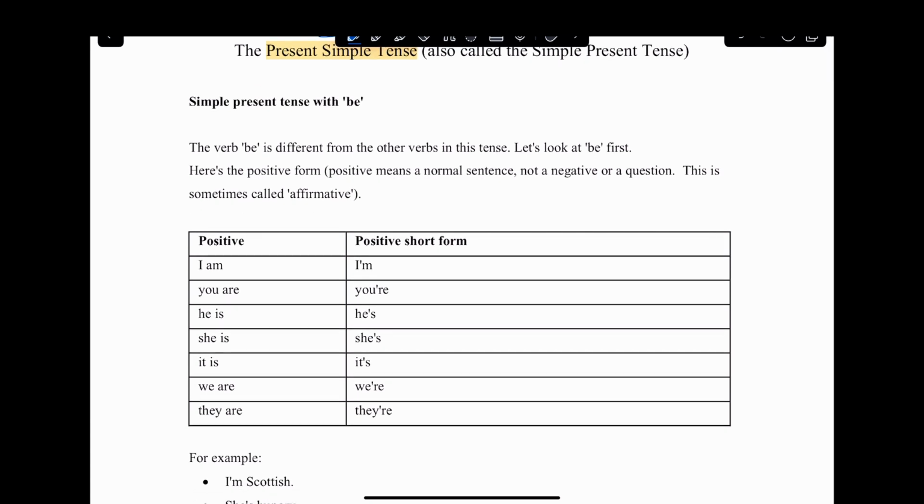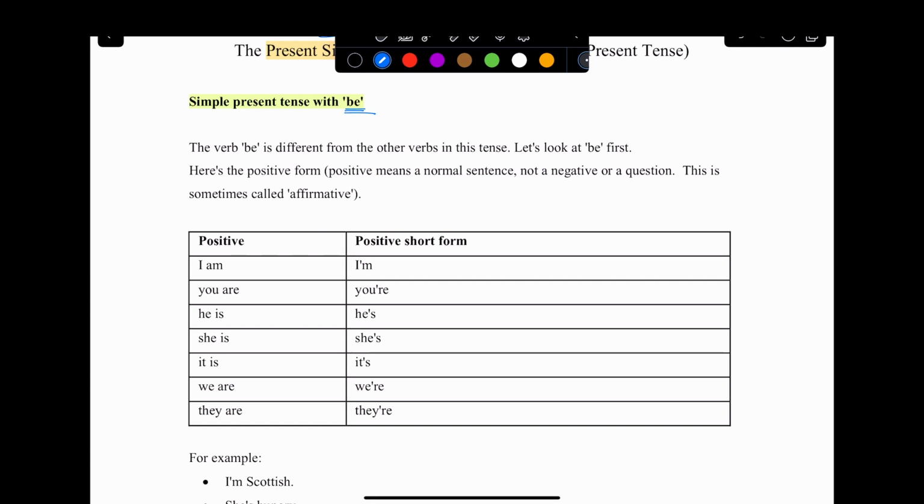So first, simple present tense with be. So أولا سوف نتكلم عن زمن المضارع البسيط مع فعل be. Simple present tense with be.